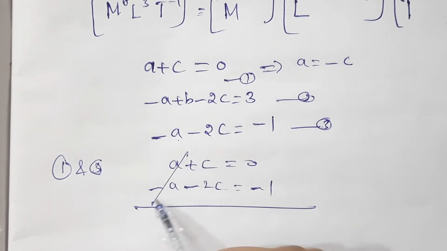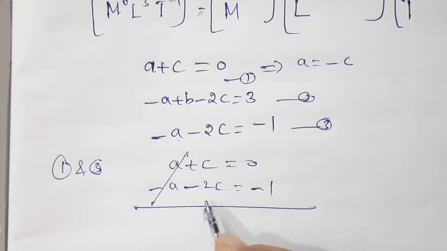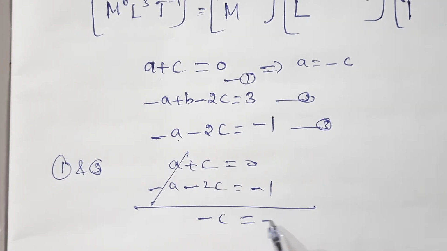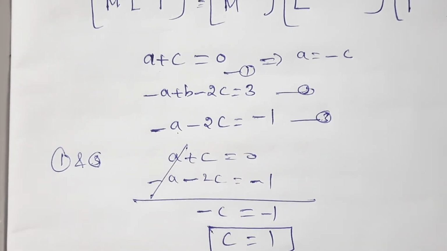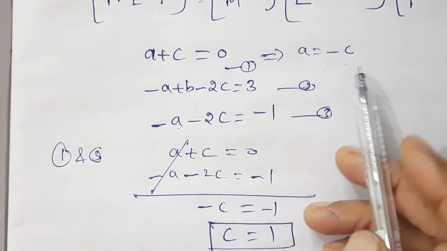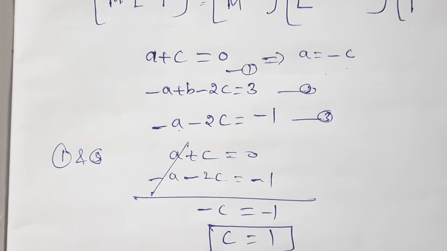When we add, A gets cancelled. So minus 2C plus C, minus C is equal to minus 1. So C is equal to 1. Already we got A is equal to minus C. So if C is equal to 1, A is equal to minus 1.